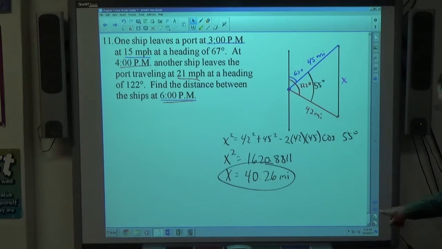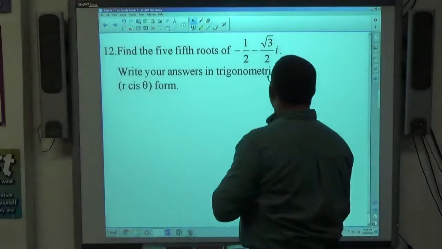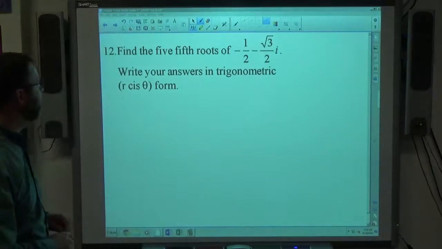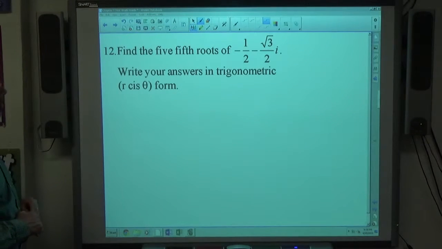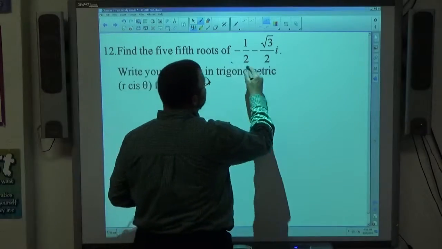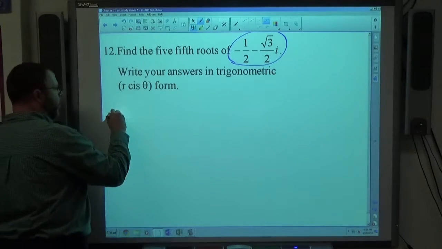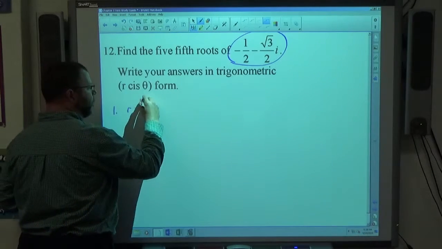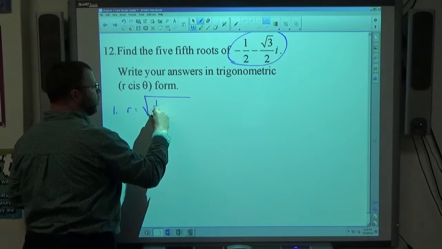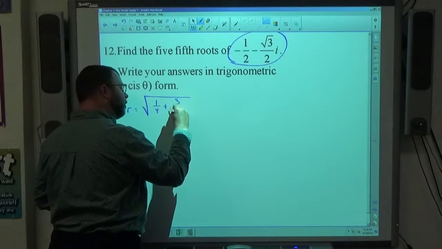Number 12, find the 5th roots of negative 1/2 minus the square root of 3 over 2 i. Write your answers in trigonometric CIS, RCIS form. So, if I want to do 5th roots of a complex number, I want the complex number in CIS form to begin with. So, step 1, r is going to equal the square root of 1/2 squared, which is 1/4, plus the square root of 3/2 squared, which is 3/4.